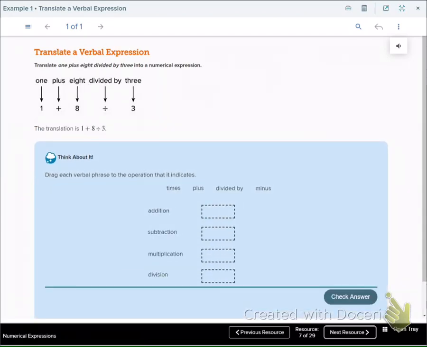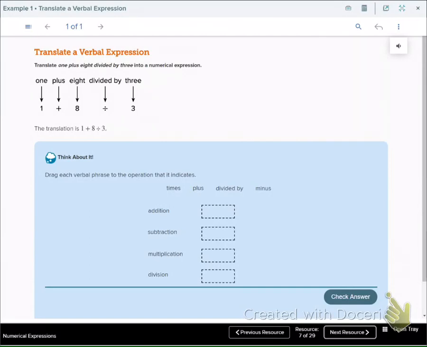It says 1 plus 8 divided by 3. Okay, so we're going to think about this. We've got plus. What's another word for plus? We could use addition. We're adding 1 plus 8, or adding 8 to 1. We've got the sum of 1 and 8. There's so many different ways that we say this. 1 increased by 8. Then we've got division, usually divided by is pretty standard. And then 3.